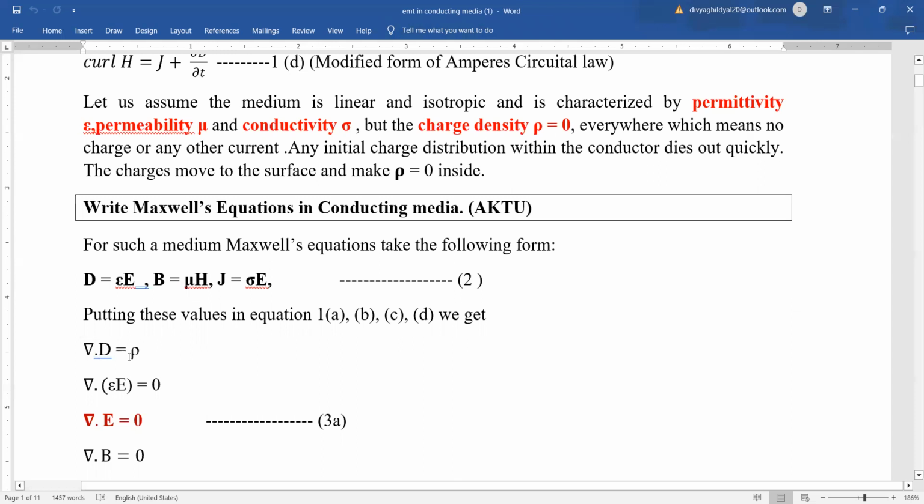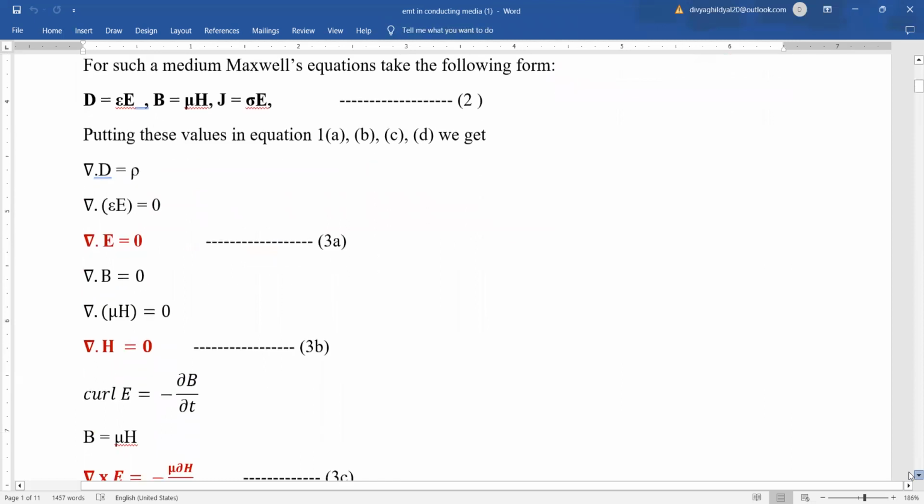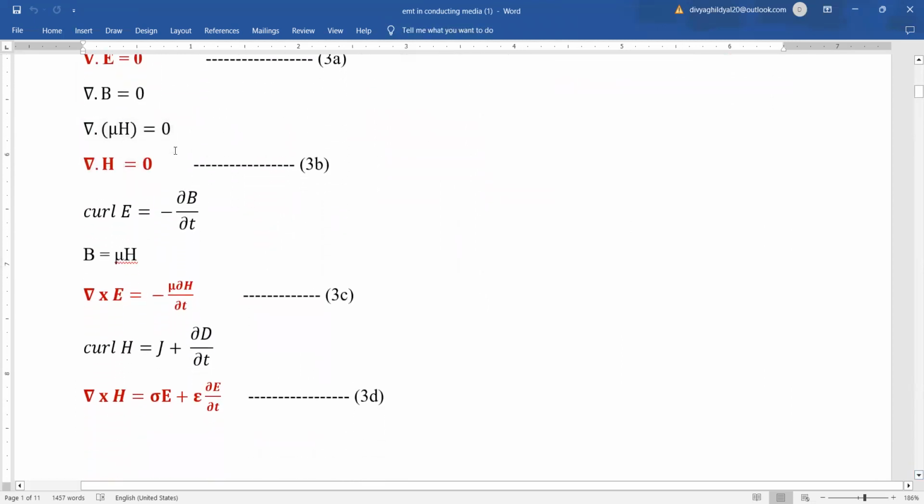So now del dot D equal to rho. D we will put epsilon E, so del dot E will become equal to 0. Second, del dot B equal to 0. B we will put mu H and del dot H becomes equal to 0. Third equation, we will put B equal to mu H. Equation becomes del cross E equal to minus mu del H by del T.